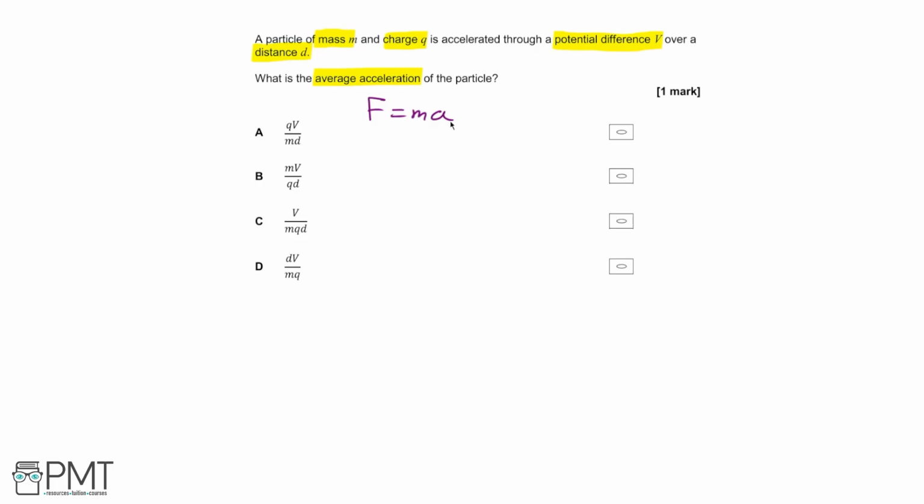To do so, we can use that we've been told that we have a potential difference V over a distance d. This is related to the electric field by the equation E, the electric field, is equal to the potential difference divided by the distance, where we selected this equation because we have both V and d. Note that we can use this equation because the question has asked us for the average acceleration of the charge. This means that if we divide the potential difference that the charge has moved through by the distance that it's moved through, this will give us the average value of the electric field.